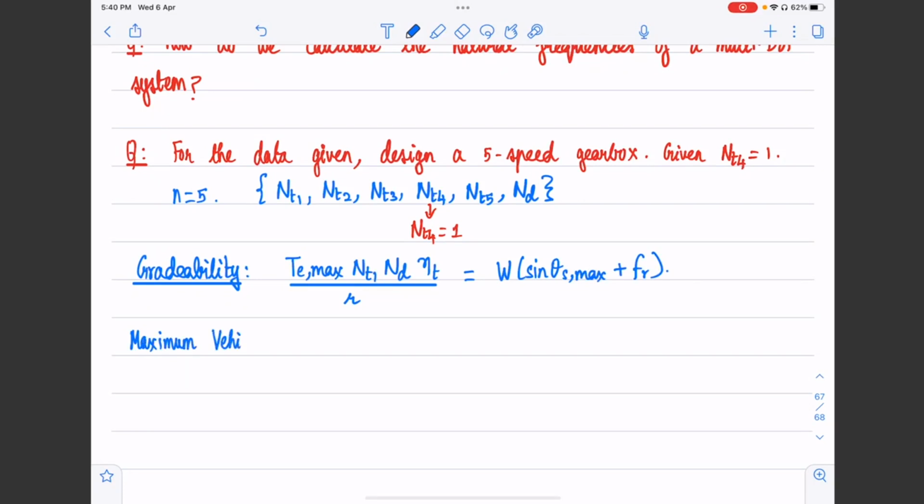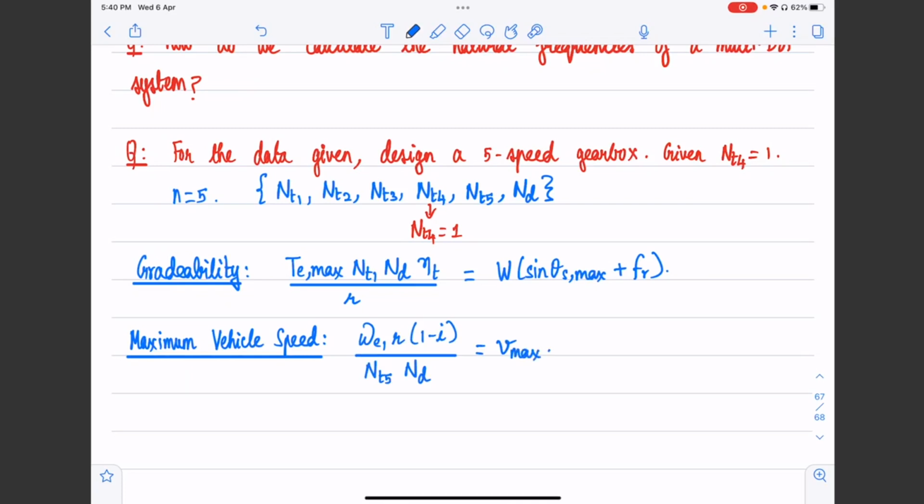through specifying the maximum vehicle speed, and then we get an equation to relate that, right? So let's say omega E1 is the corresponding engine speed. We have omega E1 R times (1 minus i) divided by NT5 ND. That's going to be equal to V max, which is the maximum longitudinal speed of the vehicle.